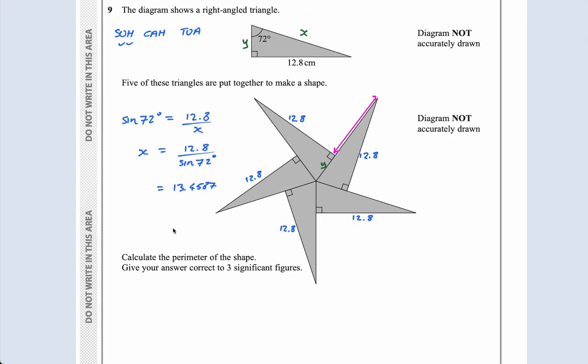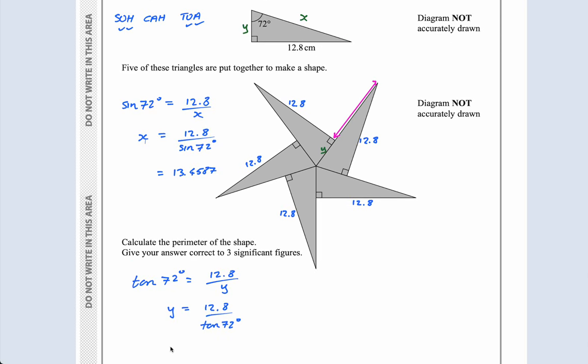Same kind of thing, but this time I'm going to use tan, or you could use Pythagoras, guys, or even cos now because you have x, but I'm just going to use tan. I'm going to say, because I have the opposite and the adjacent, tan 72 is equal to the opposite 12.8 over the adjacent, which is y. Similar to this, I'm going to say y is equal to 12.8 over tan 72 degrees.